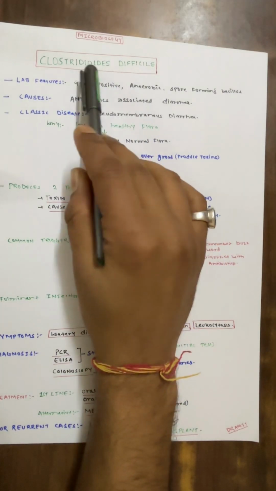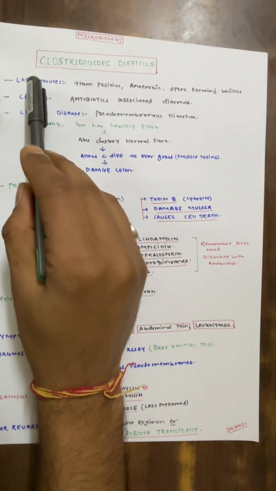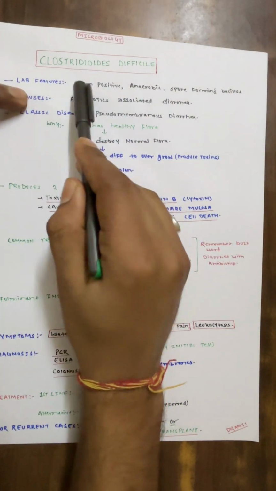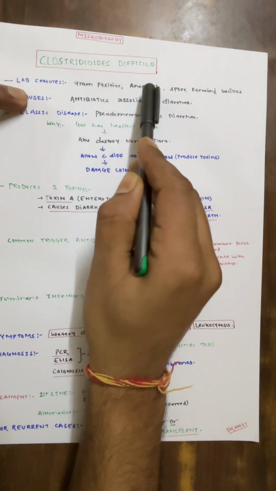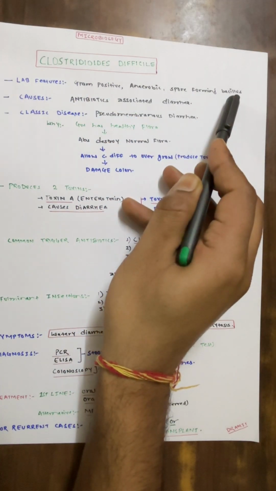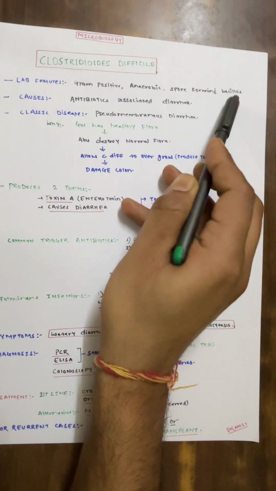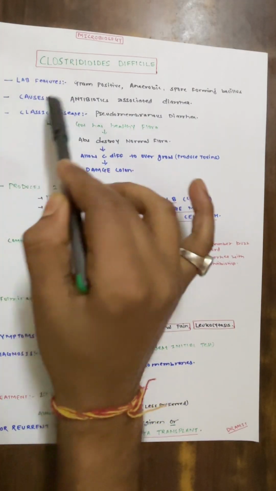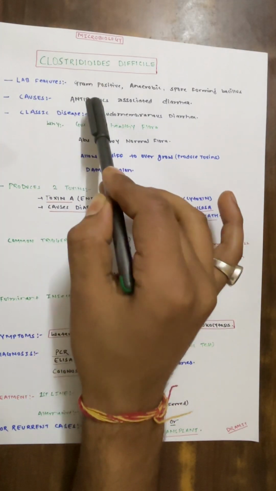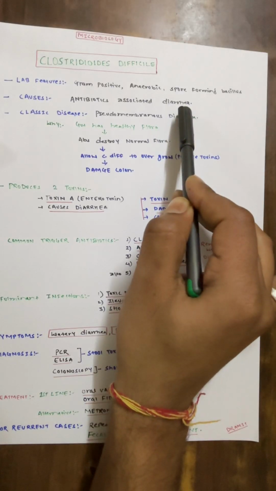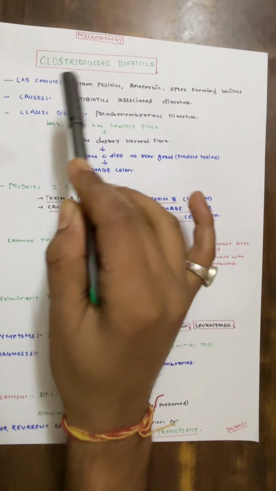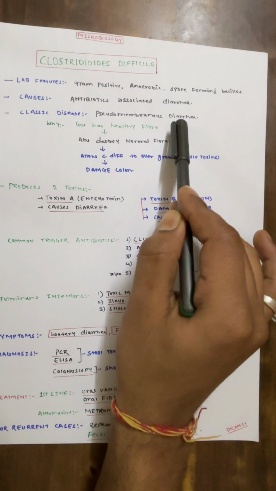So now let's talk about Clostridium difficile. Talking about the lab features of Clostridium difficile, it is a gram-positive, anaerobic, spore-forming bacillus. It's rod-shaped. Now why is it important? Because it causes antibiotic-associated diarrhea. The classic disease caused by Clostridium difficile is pseudomembranous diarrhea.